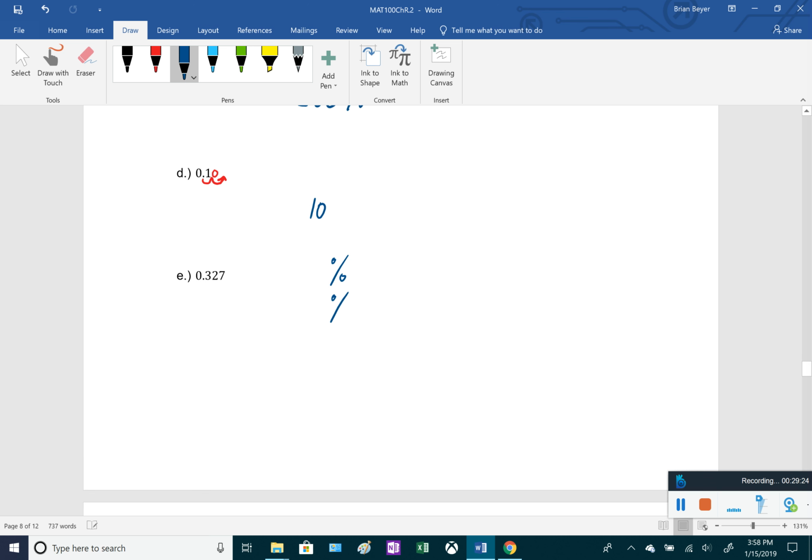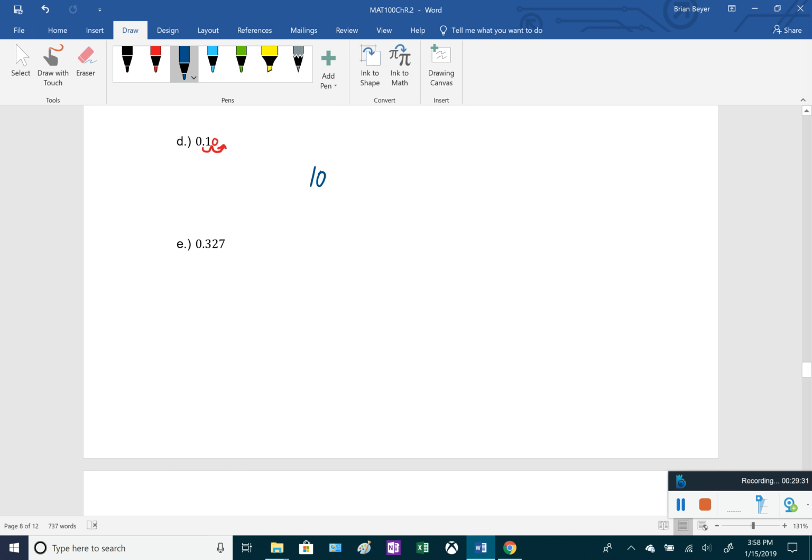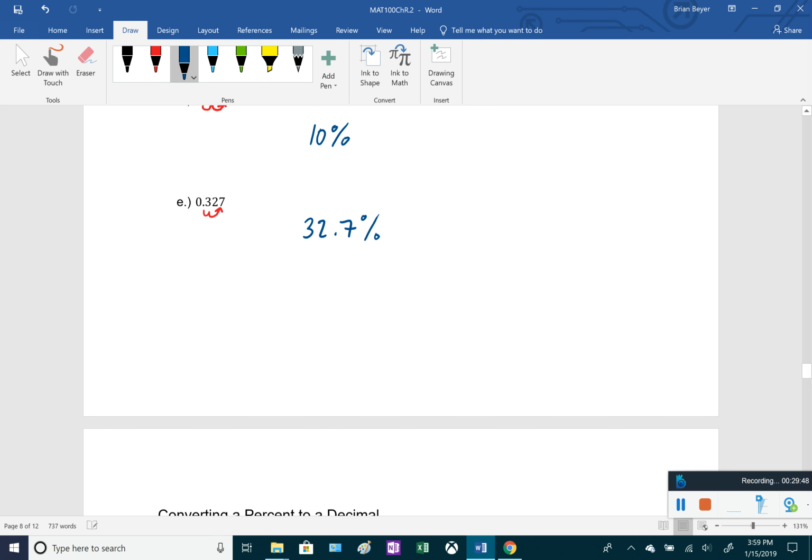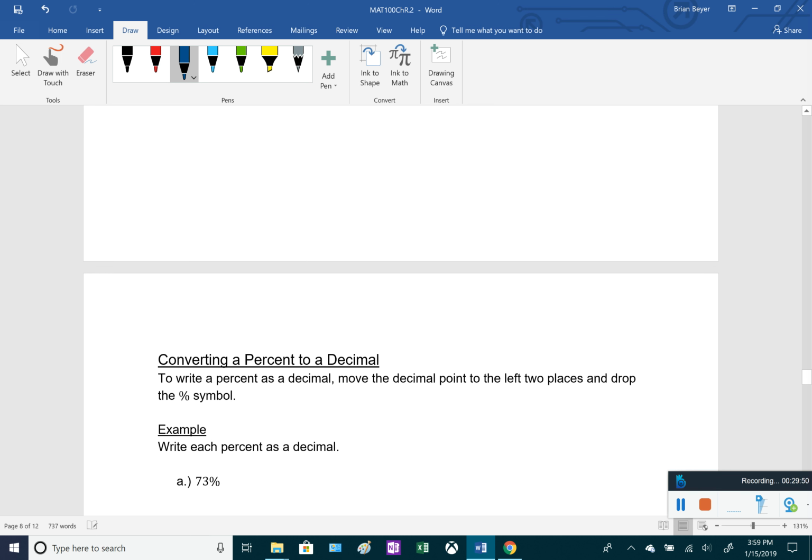And then for the next one, 0.327, to the right 2, it becomes 32.7, so 32.7%. So pretty easy, we just have to know how to do it. Just move the decimal to the right 2 to make it a percent.